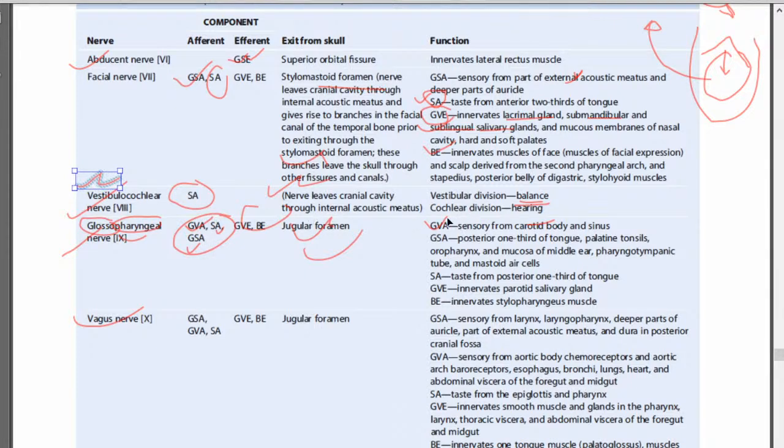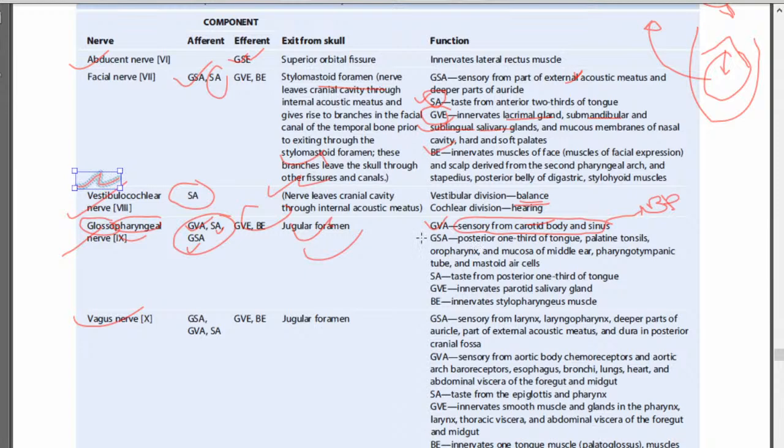So let's see why general visceral afferent. Because of the sensory carotid body and the sinus. Okay, the carotid body and the sinuses. This body actually helps in maintaining the blood pressure. The glossopharyngeal nerve takes this information to the brain.